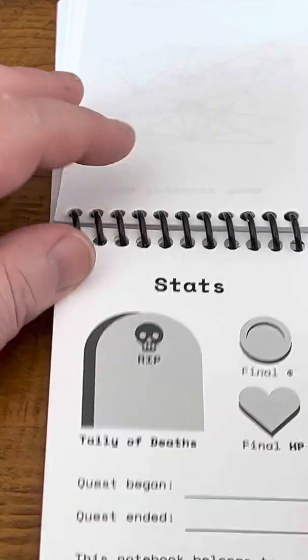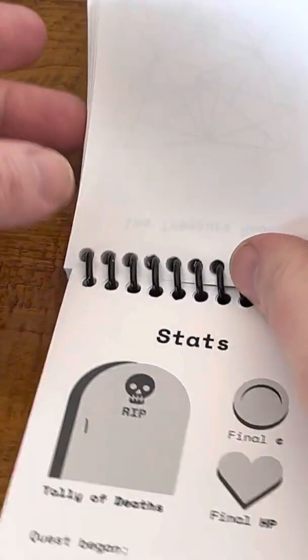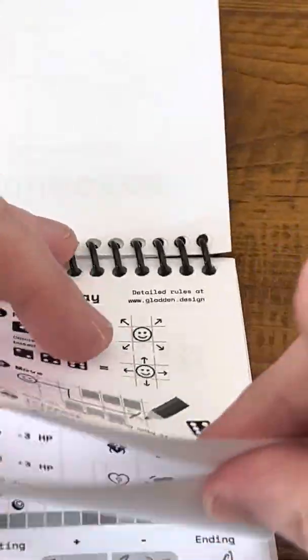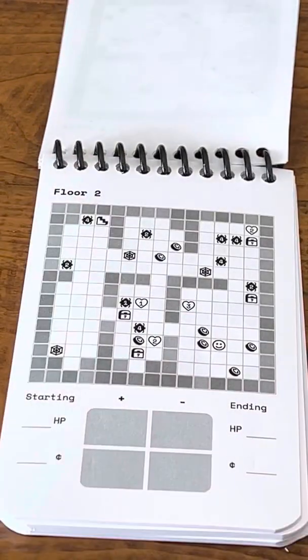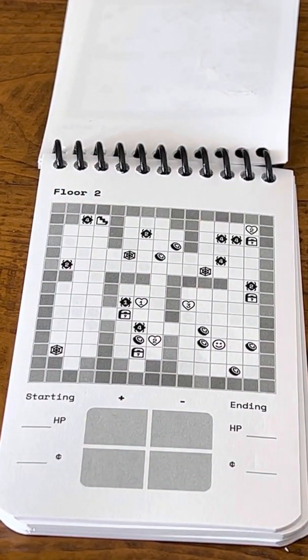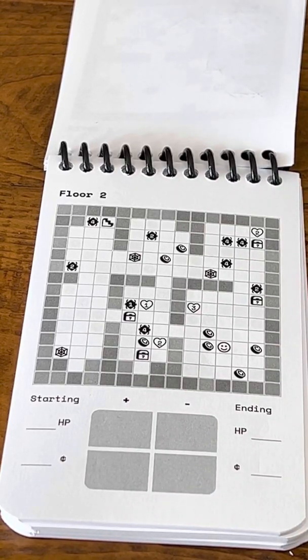When that happens, all is not lost. You simply go to the back of the book, tally up a death, and get back to it. Then we would be on to floor 2 and see what happens this time. That will be for a later video because I just realized that took 10 minutes.